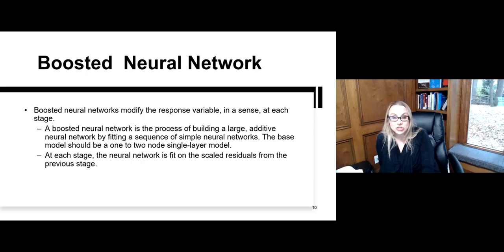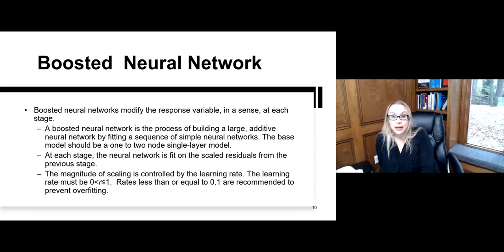And so at each stage, the neural network is fit on the scaled residuals from the previous stage. And the magnitude of the scaling is controlled by the learning rate. The learning rate must be equal to a value between 0 and 1. Values less than or equal to 0.1 are recommended in order to prevent overfitting a model.